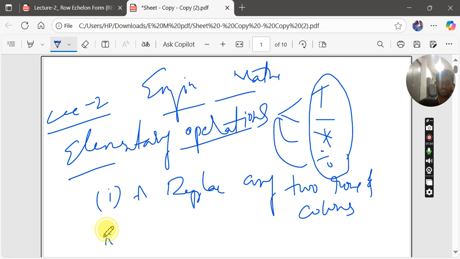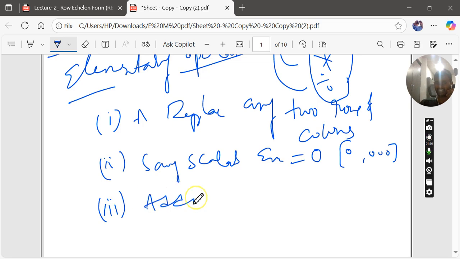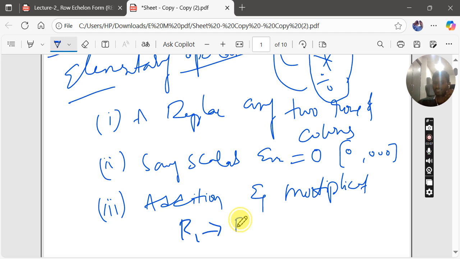And second one, you can multiply or divide with any scalar except 0. If you apply 0, you will get everything 0 0 0, so there is no use of doing that. Third one is a combination of addition and multiplication, or subtraction and multiplication. Let's say you want to modify R1 to R1 plus 2 into R1, something like that.